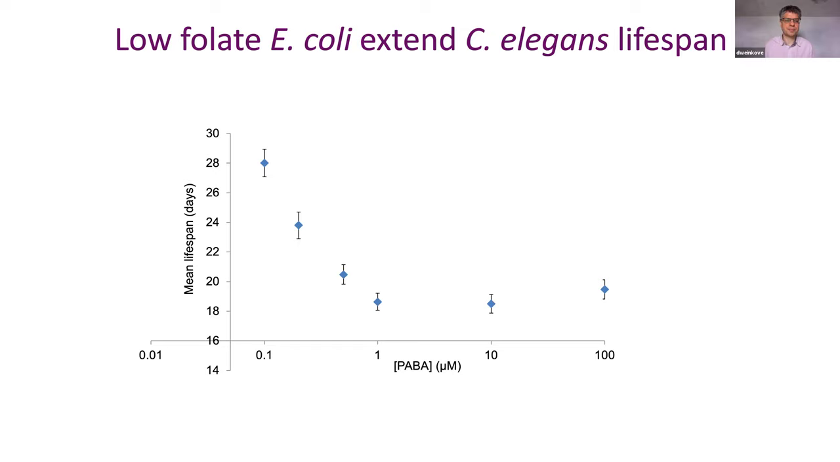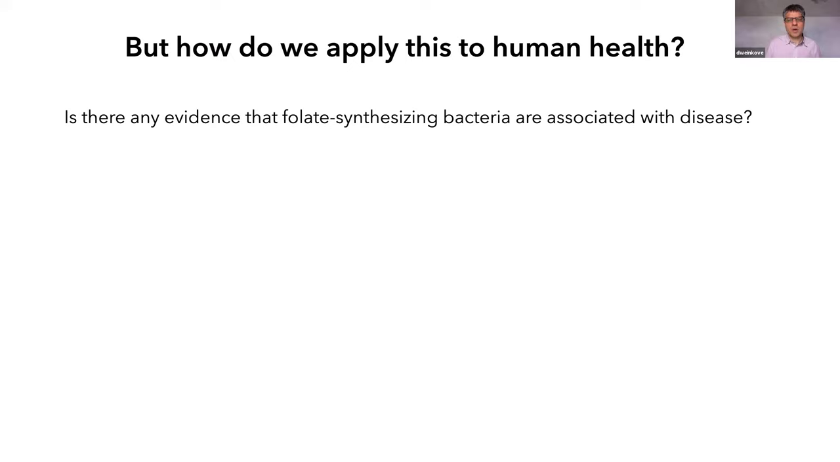So how do we apply this to human health? Well, we need to look at whether there's evidence of folate synthesizing bacteria associated with disease. We do know that some bacteria synthesize folate and some don't. Some require folate from their environment; they don't have the genes available to synthesize folate. Amongst the folate synthesizing bacteria are the gamma proteobacteria, such as E. coli, and some other pathogens, which are potentially associated with disease, but we don't know how important the folate synthesizing capacity is.